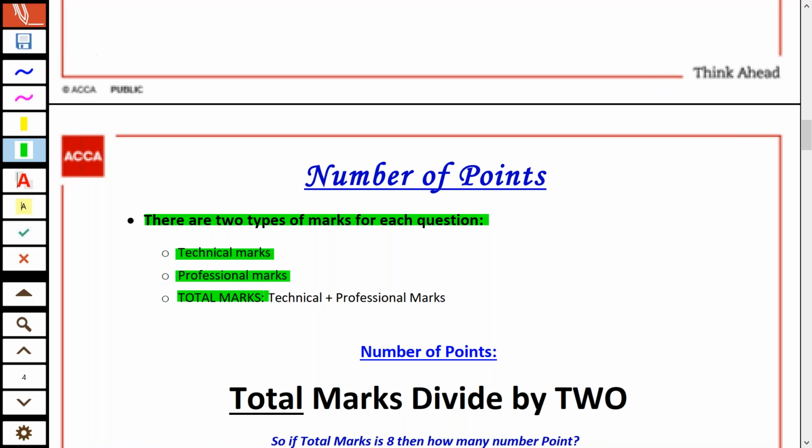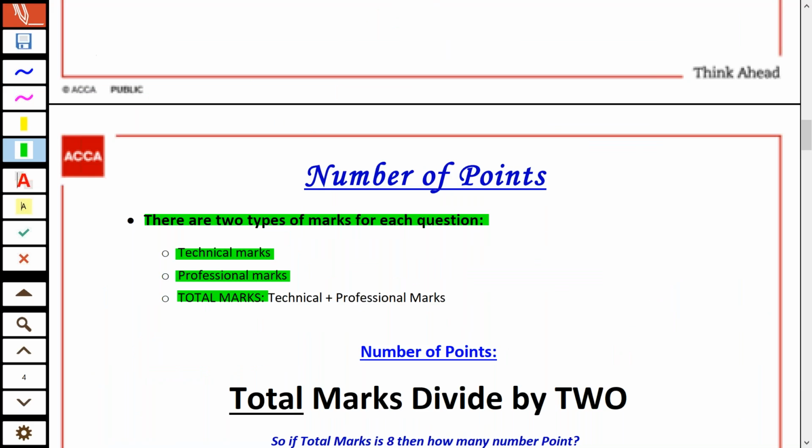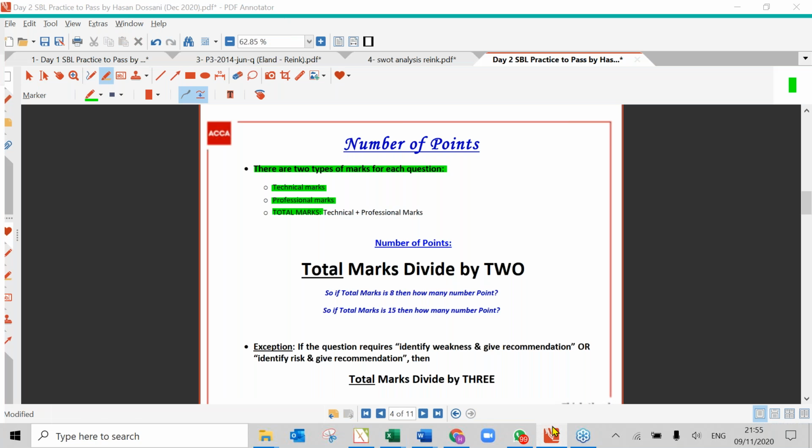professional marks. So I can just show it to you in 1 second. Oh my God, I closed that paper. Okay, let me reopen it.